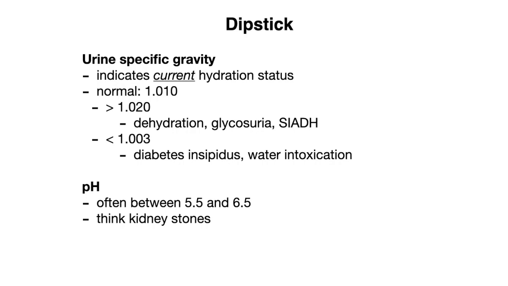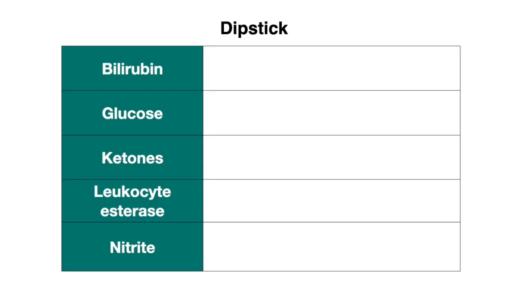Our second test result is pH, and urinary pH is often between 5.5 and 6.5. This information is not usually as useful, but think of kidney stones because that's oftentimes where pH is mentioned on test questions. We'll now go through some of the other test results that are oftentimes very, very useful. So we'll start with the bilirubin, which in this case here is going to be your conjugated bilirubin, remember, because that is your water-soluble version of bilirubin.